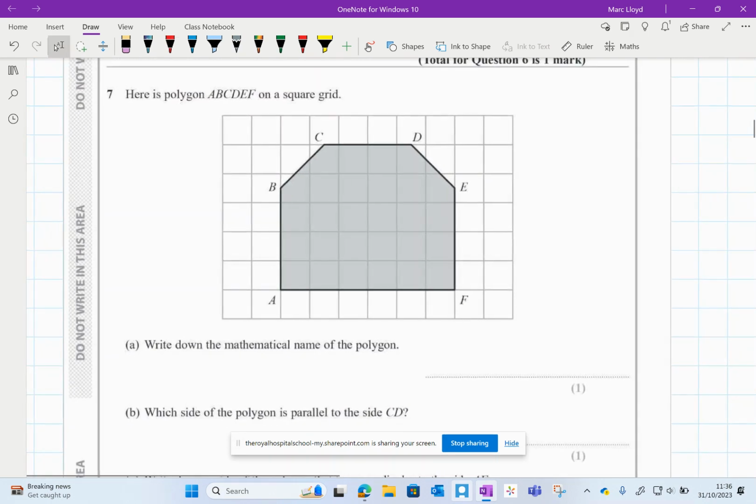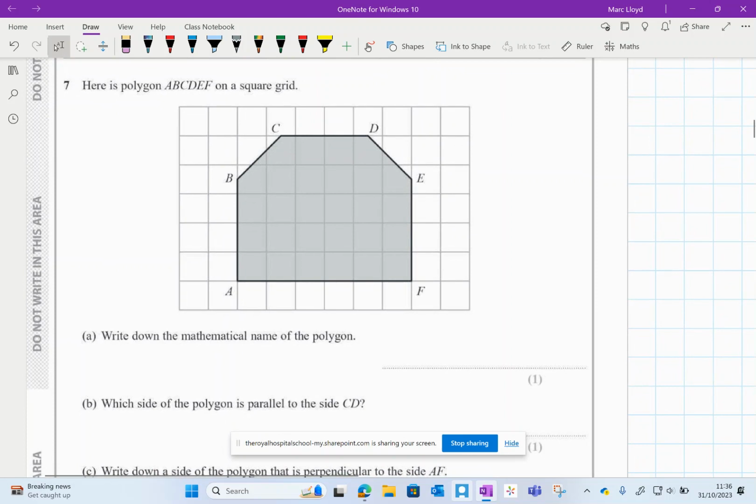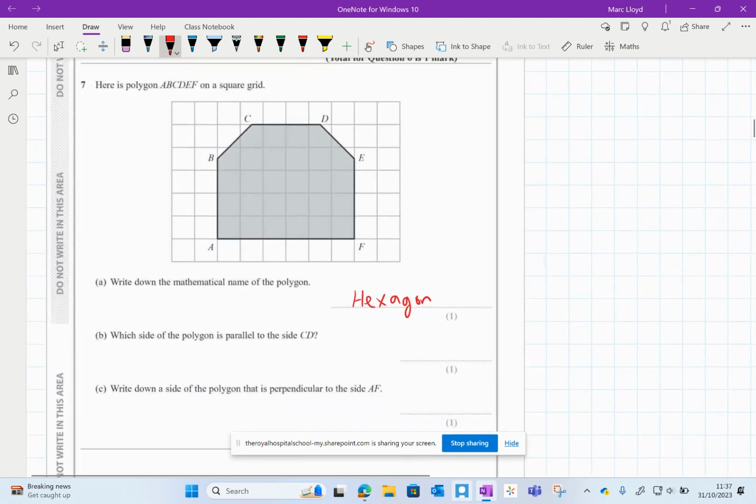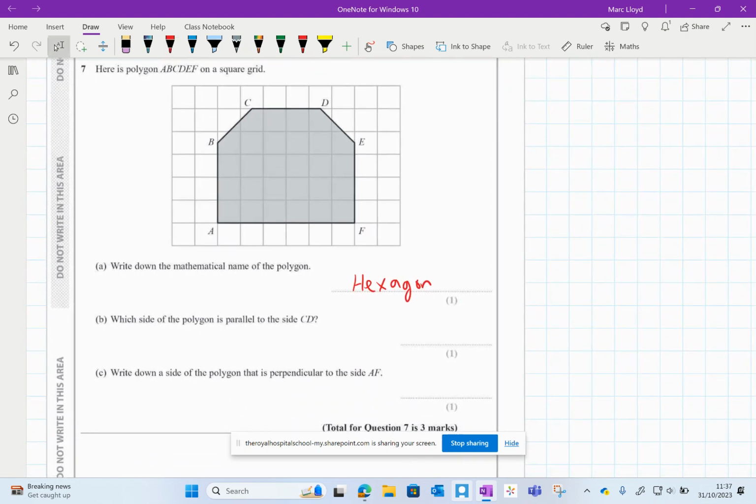Okay, here is a polygon A, B, C, D, E, F on a square grid. Write down a mathematical name for this polygon. So we've got 1, 2, 3, 4, 5, 6 angles, which means we've got 6 sides, which means it's a hexagon. You don't need to classify it as irregular, although it is. We can just go with hexagon.